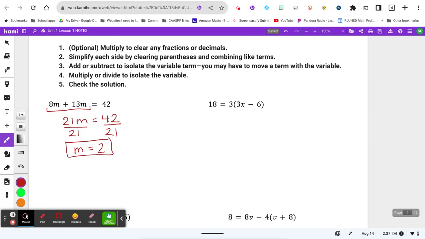Then this one we have parentheses. So there are 2 ways you could do parentheses, and I'm going to show you both ways. The first one is if we distribute the 3, and we'd get 18 equals 9x minus 18. And then we're going to solve it. So add 18 to both sides, because this one is being subtracted, we add it.